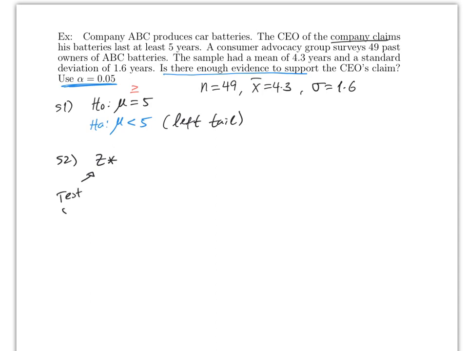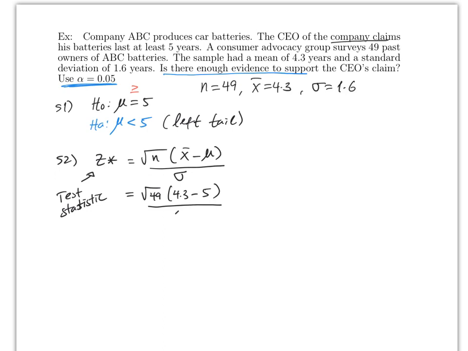Okay? All right, so for step 2, we need to find the test statistic, z star. This is called the test statistic, but from now on you can just call it z star. Whatever has a star is going to be the test statistic. And remember, the formula was this: the square root of n times x bar minus mu over sigma. So if we plug in the values, what do we get? This is the square root of 49, right? Times what? 4.3 minus 5 divided by 1.6. And how much is that? It is negative 3.1.